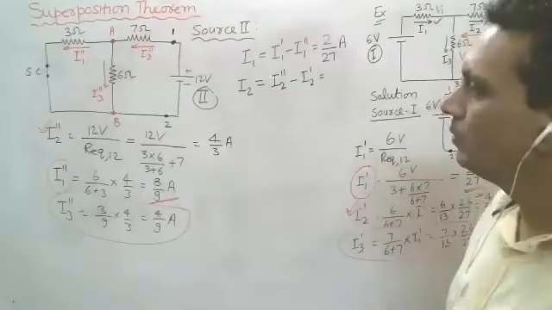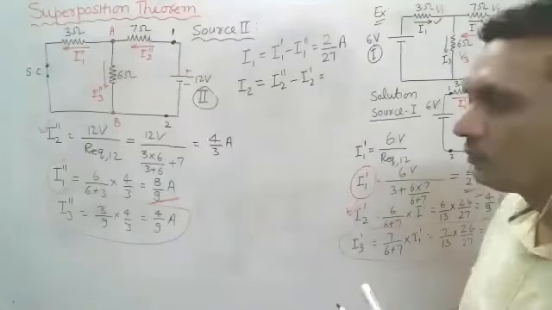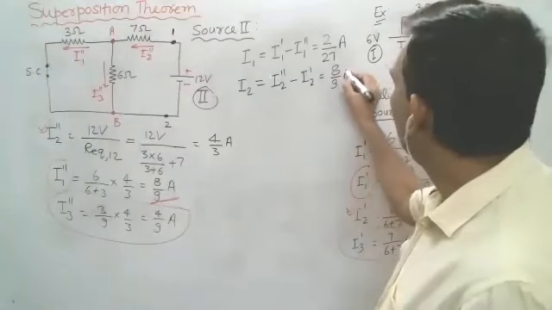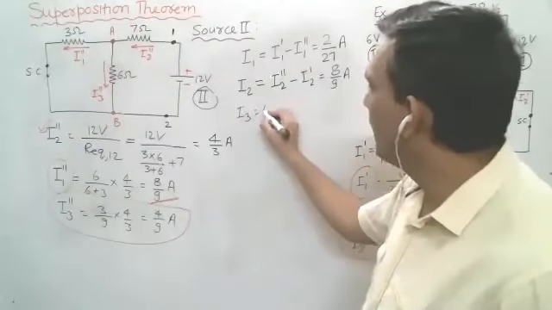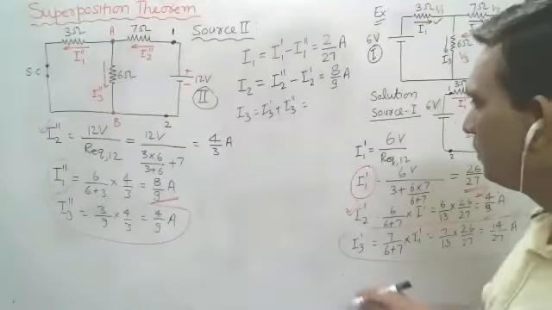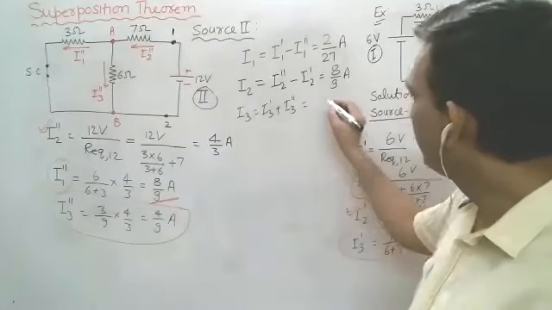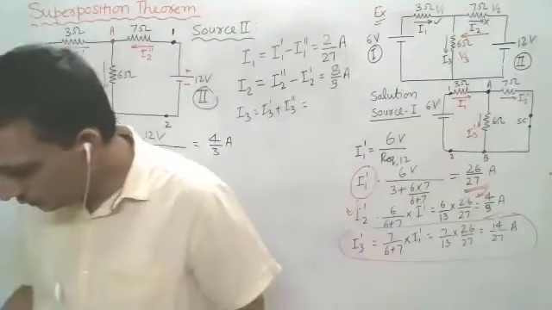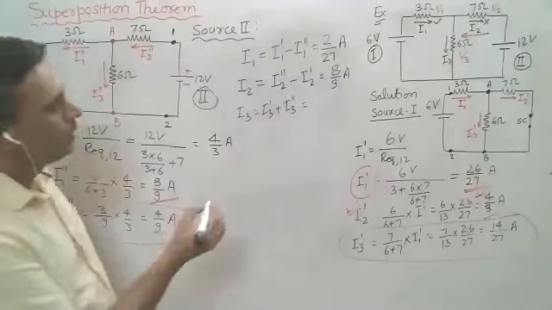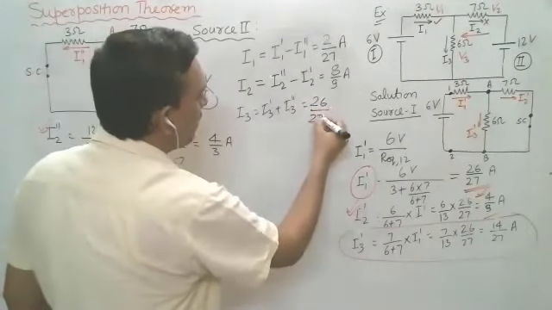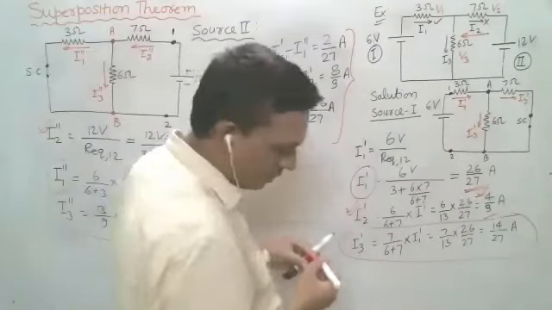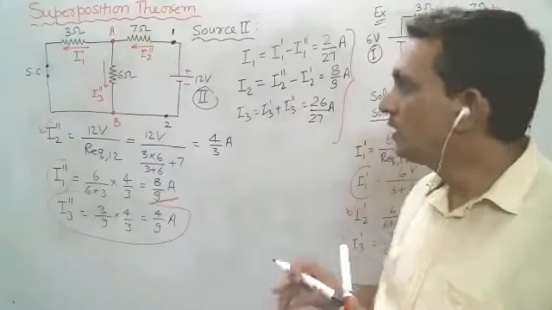Now write down the magnitude. 8 by 9. And what about I3? I3 is again I3 dash plus I3 double dash. 6 by 27. 26 by 27. So this is 26 by 27. Is it clear?